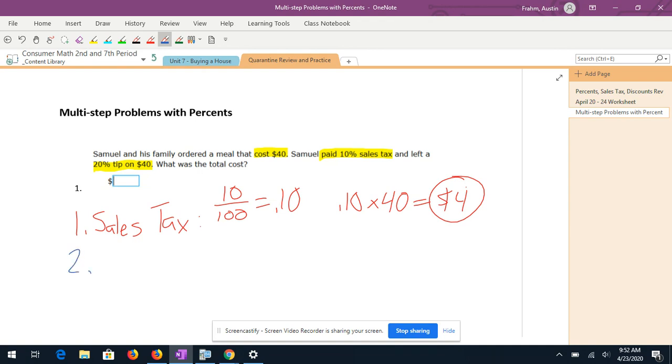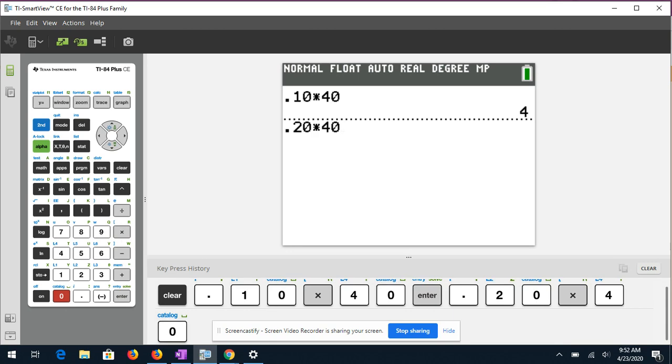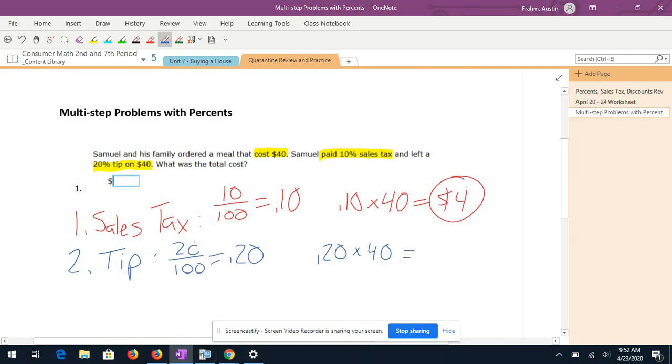Step number two could be the tip. How you calculate tip. Again, they give you a percentage, 20%. You should change that into a decimal first by dividing it by 100. We know that 20 divided by 100 is 0.20. And since the tip was left on the original price of the meal, we are also going to multiply that decimal by 40. So 0.20 times 40 would get you the tip amount, which is $8.